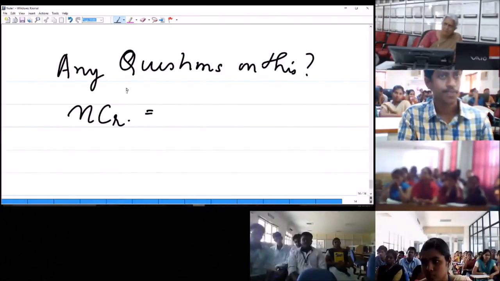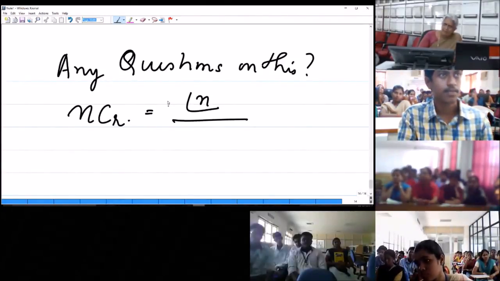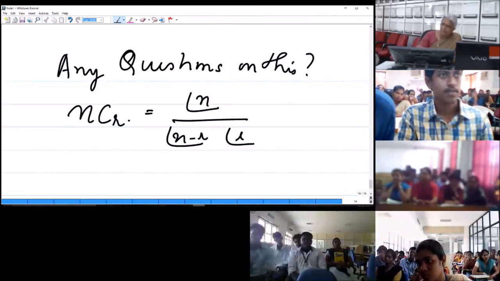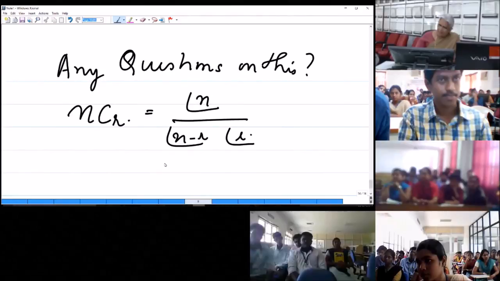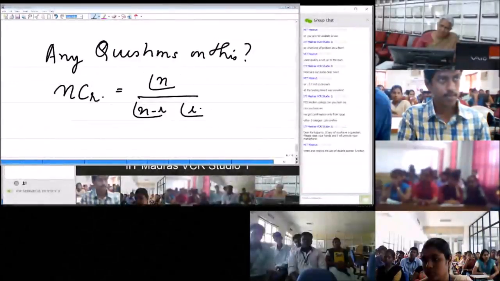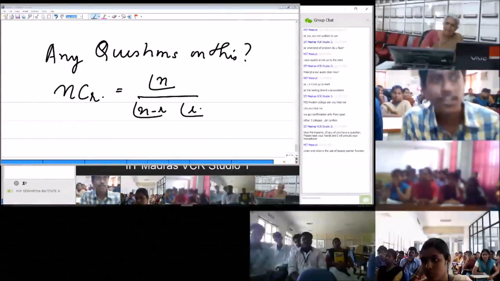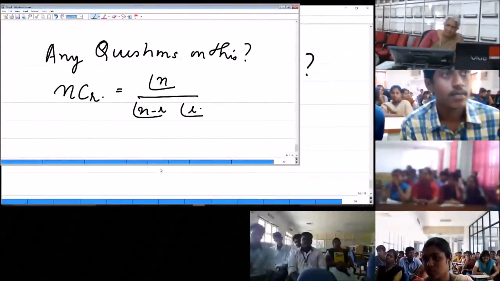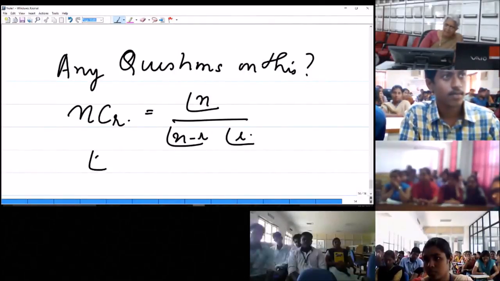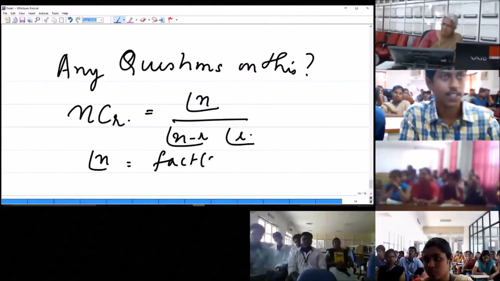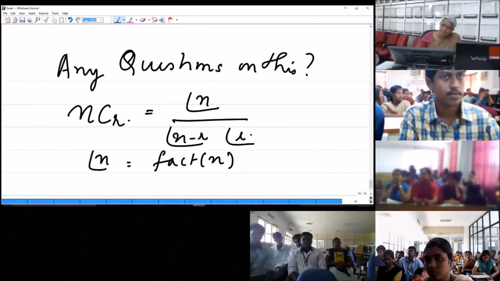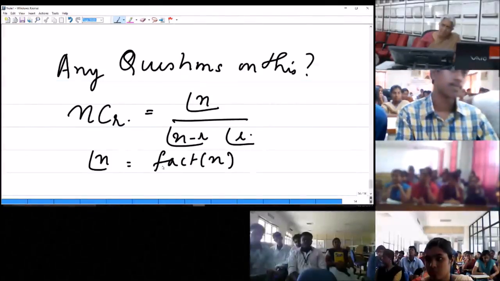This is the formula: factorial n by factorial n minus r into factorial r. Now, can you tell me how will you compute this? Suppose I have a function fact of n, which computes the factorial of n. Now if I use this function, what will I get? Do you see any problem with this?